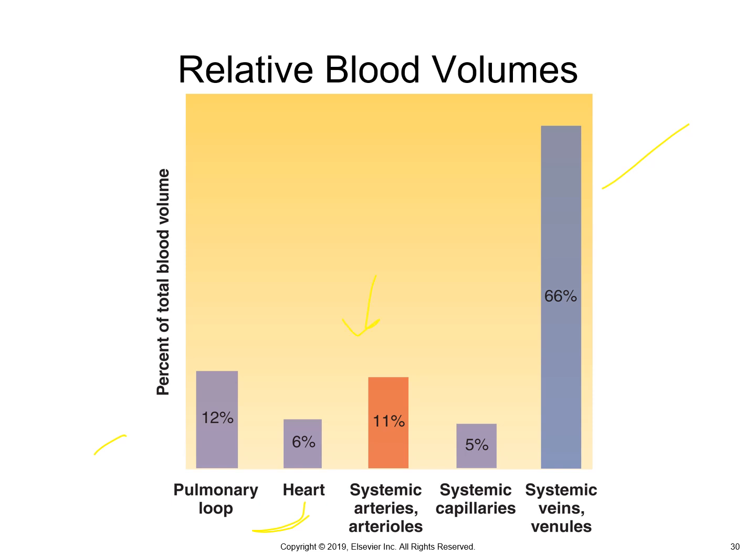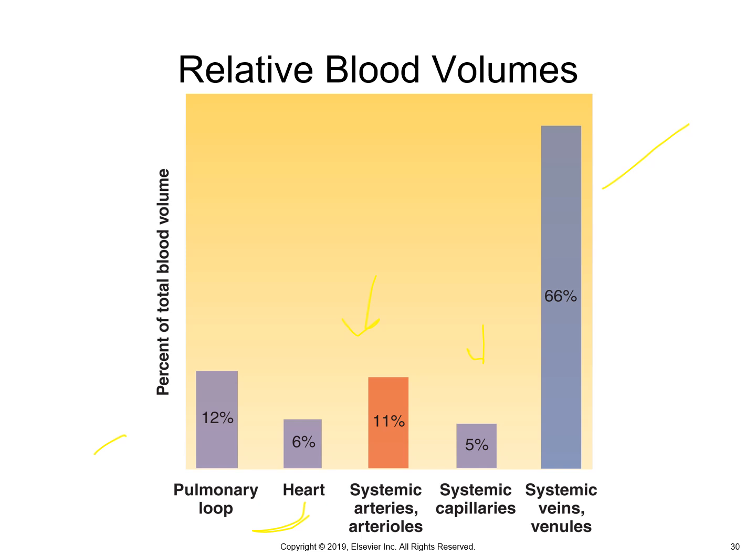And these vessels are responsible for distributing oxygenated blood to our tissues. All right, for our systemic capillaries, they hold only about 5% of our blood volume, and they're basically the sites at which the nutrients and the gas exchange happens.